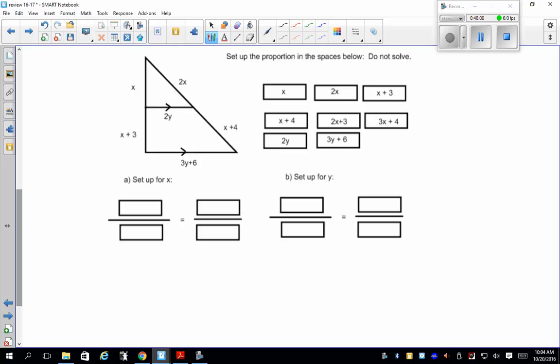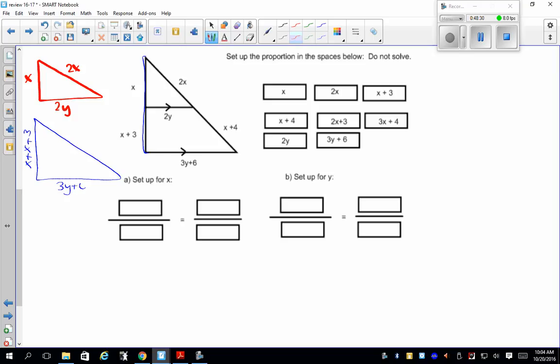If I redraw these triangles, I'm going to have x here, 2y on the bottom, and 2x there. And now I'm going to draw the big triangle down here. I'm going to add the two sides for the big triangle. So this is x plus 3. The bottom is 3y plus 6. And this side, again, I have to add the two parts. This is 2x plus x plus 4.